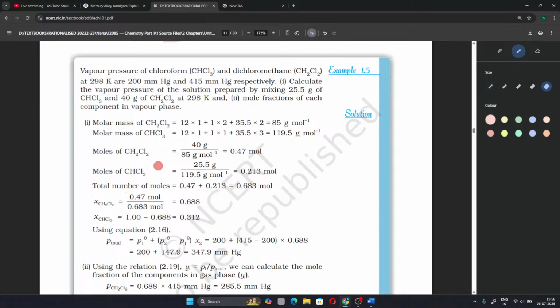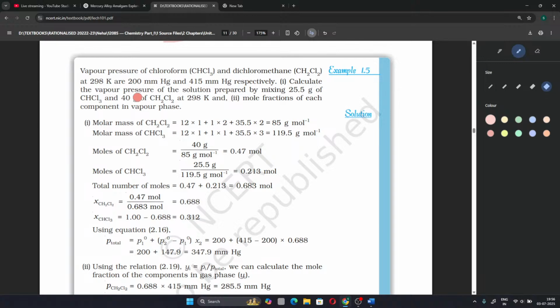Okay, the vapor pressure of chloroform and dichloromethane at 298 Kelvin are 200 mm Hg and 450 mm Hg respectively. Calculate the vapor pressure of the solution prepared by mixing 25.5 gram of CHCl3 and 40 gram of CH2Cl2 at 298 Kelvin, and the mole fraction of each component in the vapor phase.